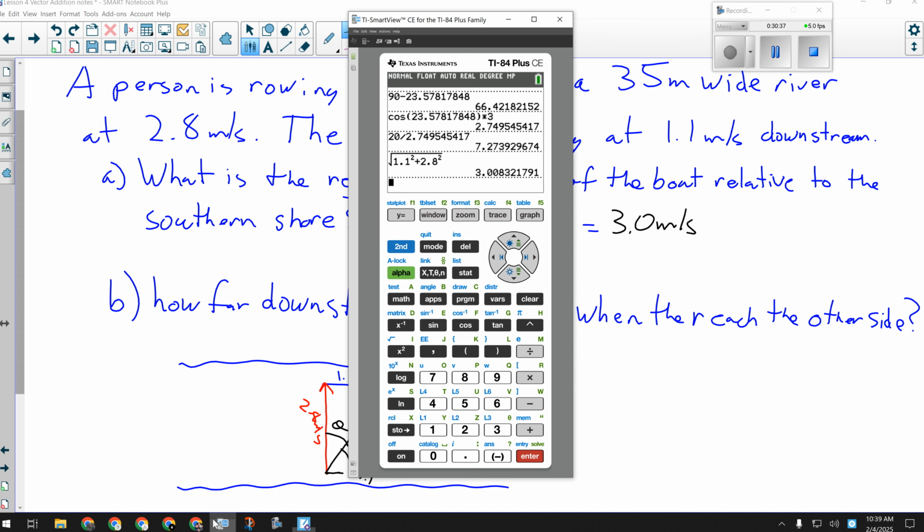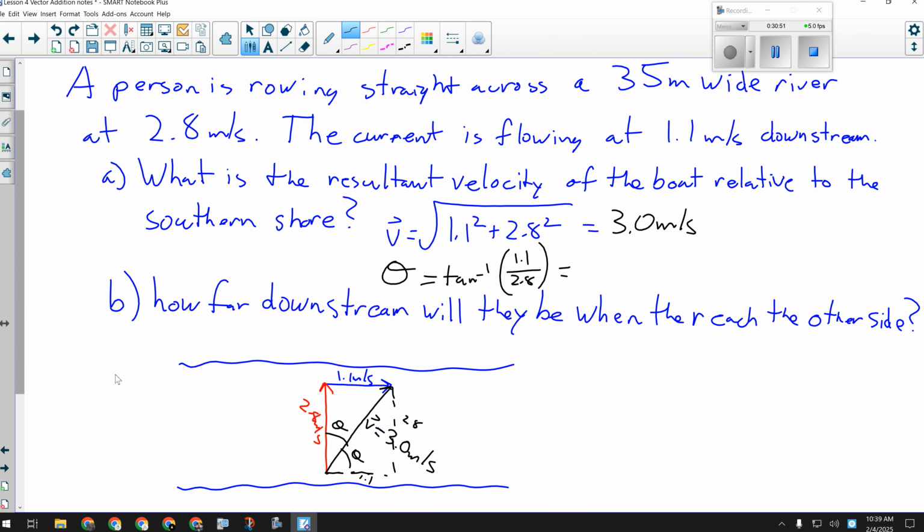Okay. 2.8 divided by 1.1, that'll give me the right angle directly. Okay, 69 degrees from the starting shore. Okay, so 3 meters per second at 69 degrees from the starting shore. Okay, right, that part's fairly straightforward. They're just perpendicular vectors. All right, questions on the first part?